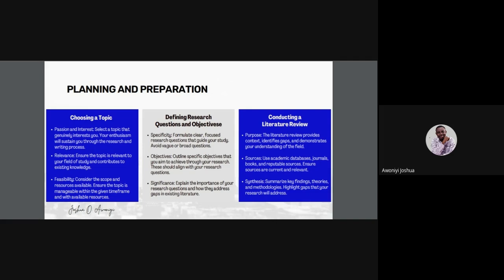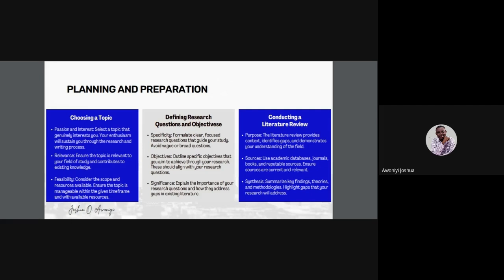So I said with your topic, be passionate. You must be passionate and your supervisor must have interest in your topic. The second thing is the relevance. The topic must be relevant, right? Ensure that the topic is relevant to your field of study and contributes to the existing knowledge, right? The third point is feasibility. Consider the scope and resources available. Ensure that the topic is manageable within the given time frame and with all available resources. So make sure that you do something simple and at the same time relevant, right?